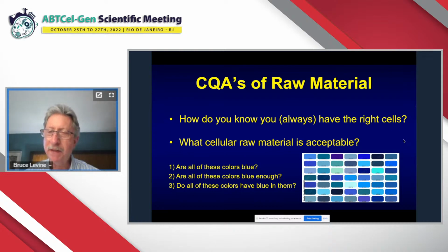Look at the bottom left at that color palette, and I'll ask you 3 questions. Are all of those colors blue? Are all of those colors blue enough? And do all of those colors have blue in them? So how do you think about qualifying the cellular raw material?